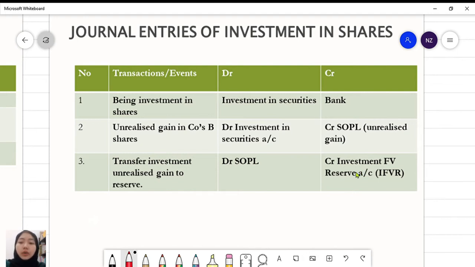Because this is OE. If you refer to my formula, when OE is increasing, it goes on the credit side. That's why when we transfer the amount to the reserve account, OE or the reserve account now increases, so we credit it. That is the simple terms. But if you don't understand the theory, you can just memorize the journal entry, no problem.